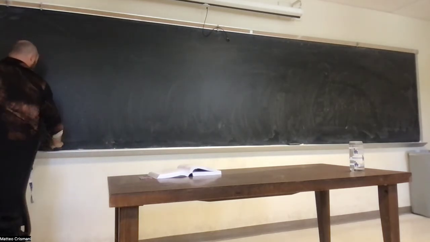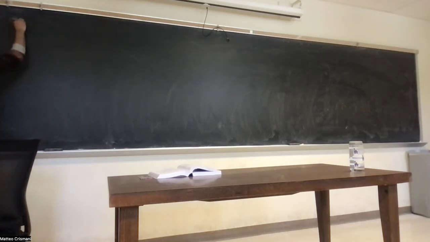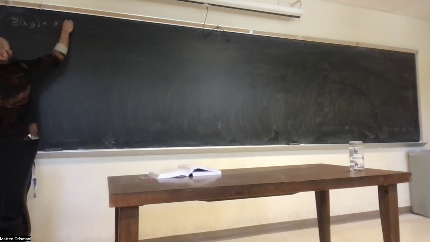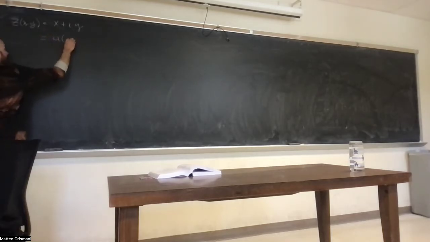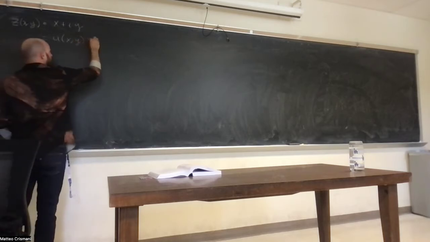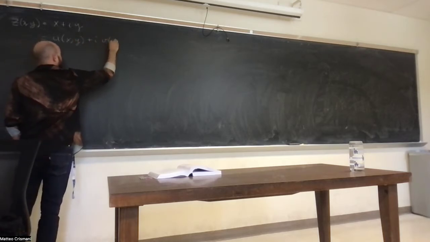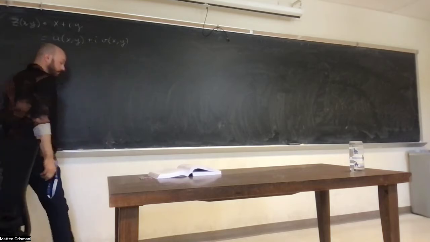All right, ready? So the first thing we're going to say is z is equal to, now z of course is a function of x, y. What do we write that as? That's one way to write it for sure, or u. Is that the only way to write it? No, you can also do u of x, y plus i v of x, y. Correct.